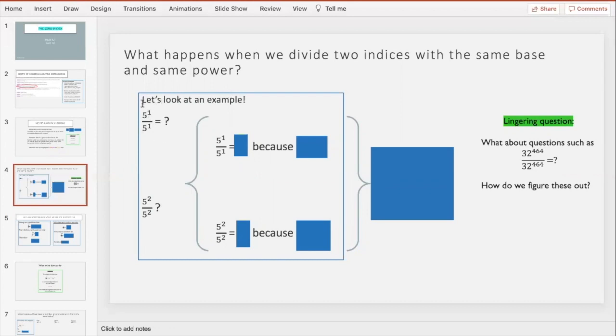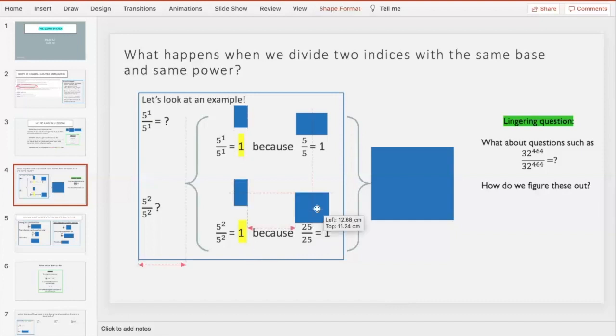So our first example on the left is 5 to the power of 1 over 5 to the power of 1. We know that 5 to the power of 1 is 5. So that means we've got 1, because 5 over 5 equals 1. So great job, Lily, with that one. What about 5 squared over 5 squared? What would be on the numerator? 25. Yeah, and what would be on the denominator? 25. And we know that 25 over 25 is equal to? 1. Great, it's equal to 1. Good work, girls. Super, super good.